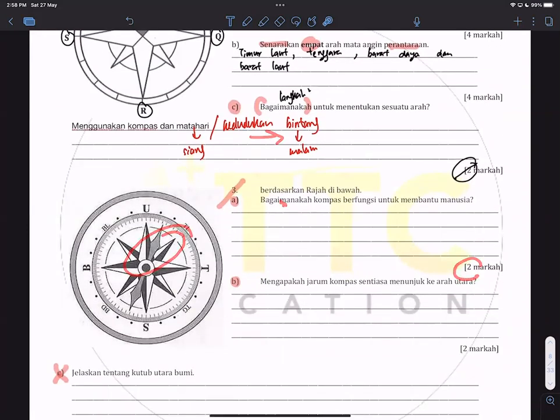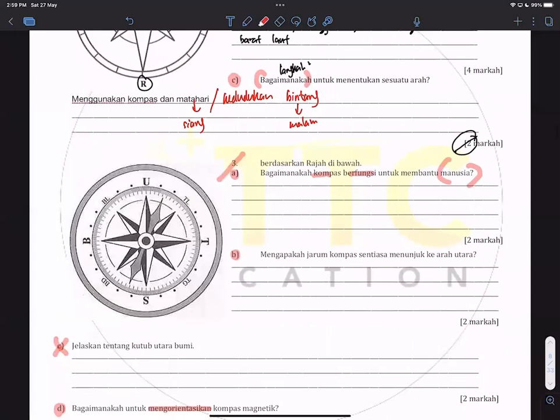These questions still 2 marks. So guys, 2 marks only. Bagaimana kan compass berfungsi? So how is compass functioning to help the human? So they're just asking for 2 marks. Anyone want to try? So the first one, menentukan arah dengan tepat. So second mark, dengan pantas. So we can easily read according to the compass. Dengan tepat 1 mark, dengan pantas, dengan mudah 2 marks. Okay? Yeah, so that's why these questions just 2 marks.